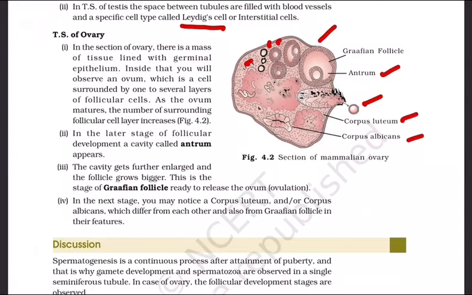So Ts of ovary, there is a mass of tissue lined with germinal epithelium. Inside that you will observe an ovum, which is a cell surrounded by one to several layers of follicular cells, as you are seeing. As the ovum matures, the number of surrounding follicular cell layers increases. In the later stage of follicular development, a cavity called antrum appears.